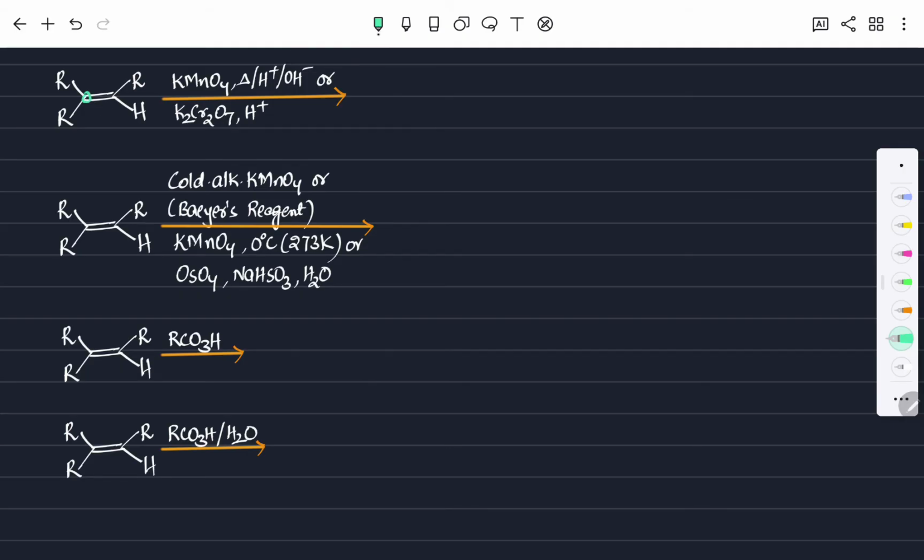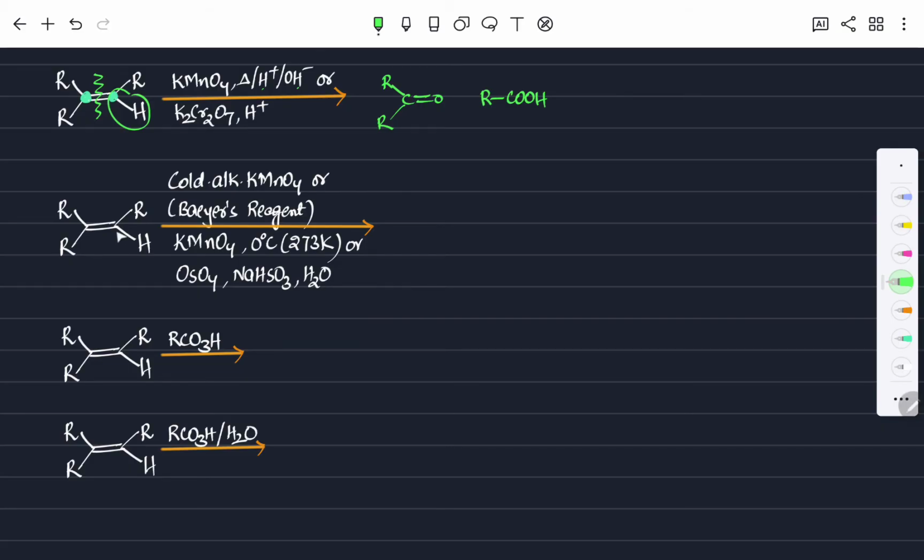Now, one alkene without hydrogen, one alkene with hydrogen. If this kind of reactant is treated with KMnO4, heat, H plus or OH minus, or potassium dichromate, H plus, simply we have to break the C-C bond, and the left group will be converted to keto, and the right group, because of the C-H bond, will be converted into carboxylic acid.